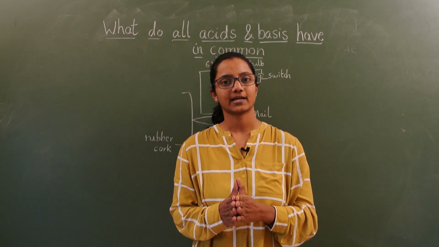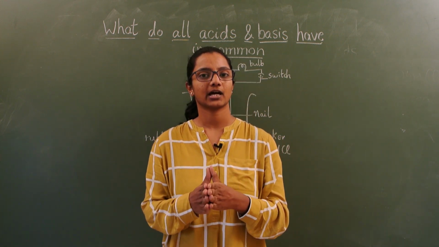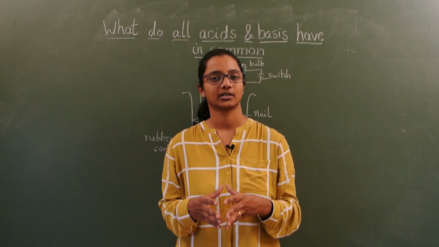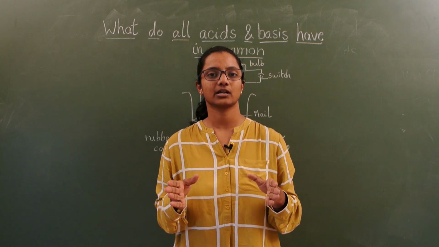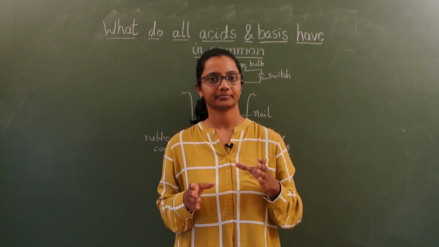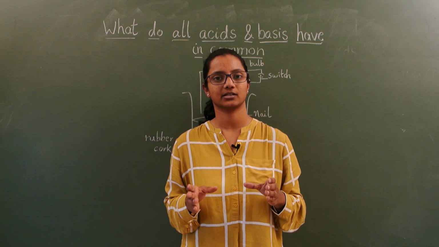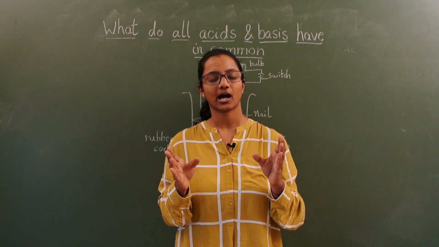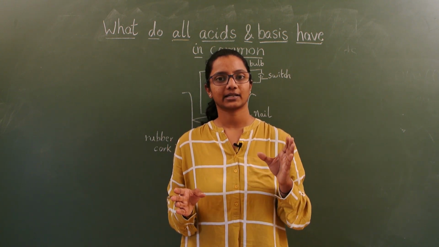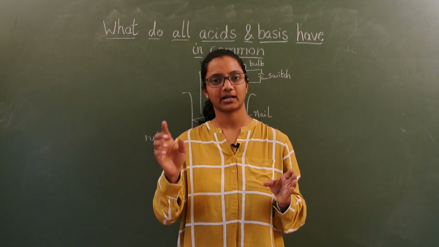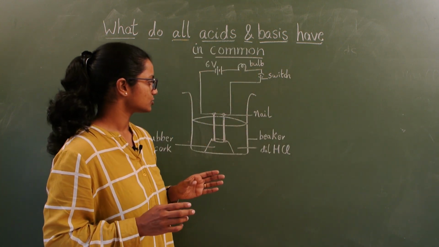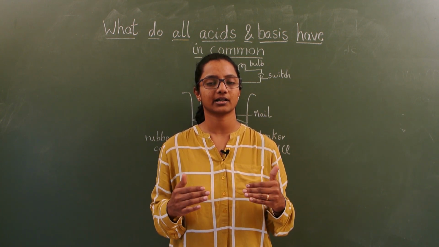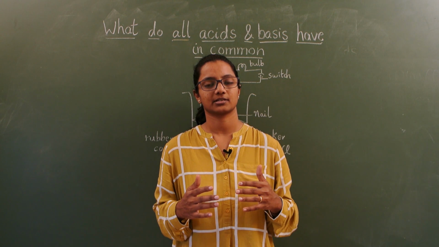So all acids, when they are in aqueous form, when they are dissolved in water, dissociate into their respective ions. For example, hydrochloric acid contains H+ and Cl- ions. So H+ is a cation and Cl- is an anion. These ions are responsible for the current flow in a system.